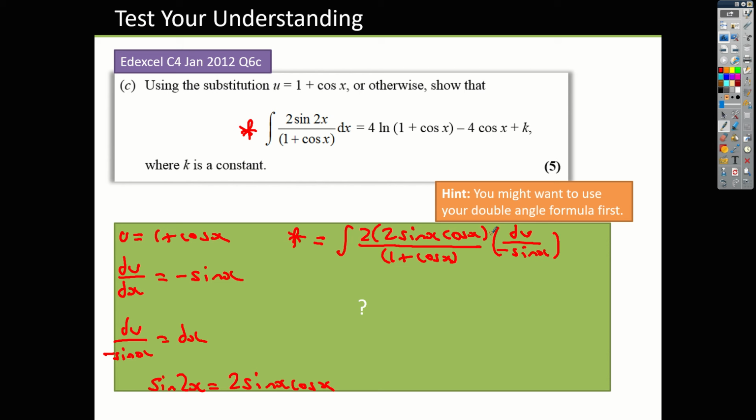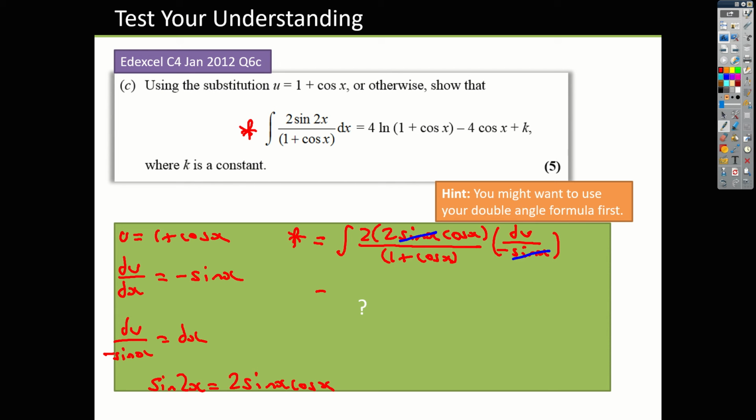Okay, so by rewriting sine 2x in its form as 2 sine x cos x, we're now able to properly cancel out this sine x with the sine x that's underneath down here. I couldn't do that before because the top was going to have sine 2x and the bottom was going to have sine of 1x, which can't cancel out. So now we can. And now everything else I can write in terms of u.